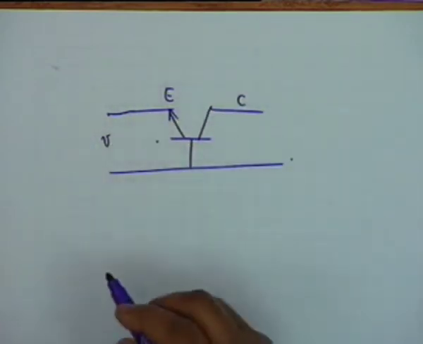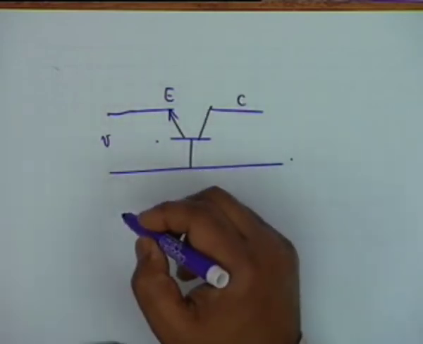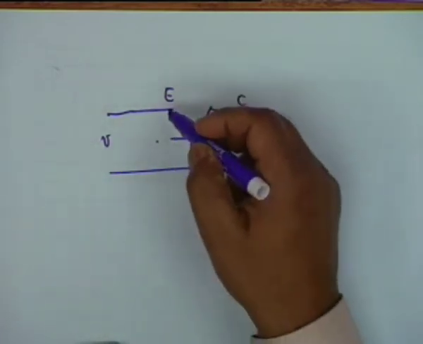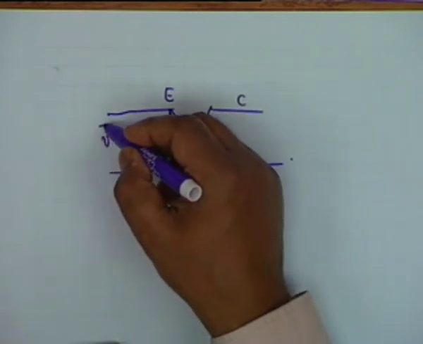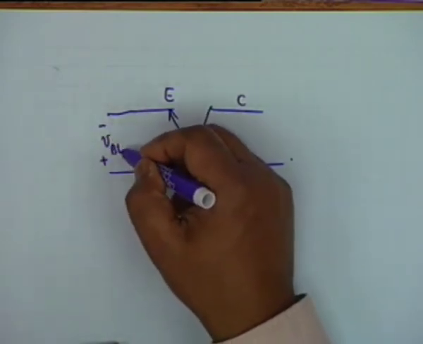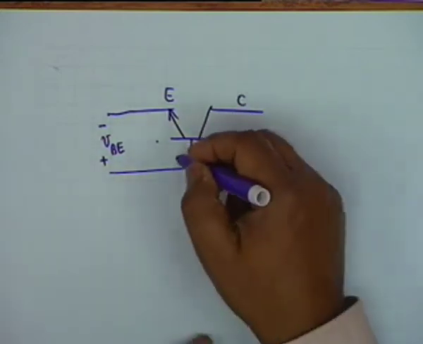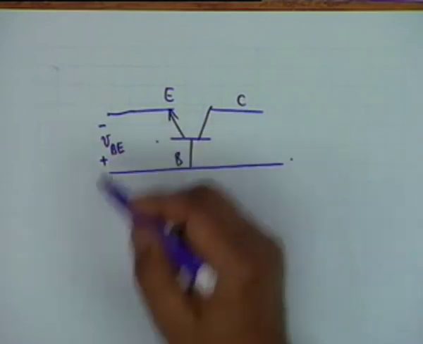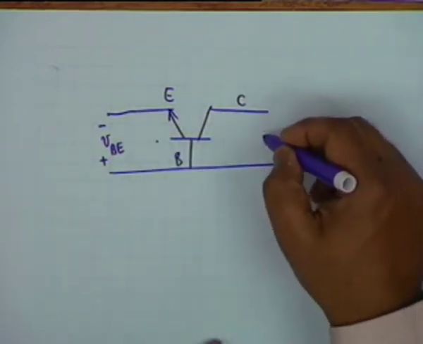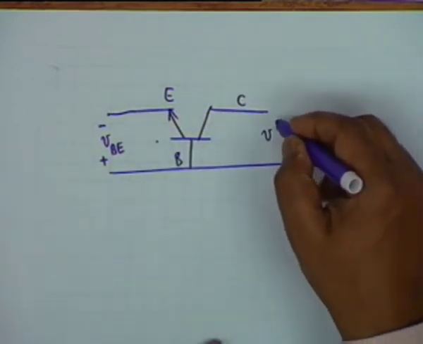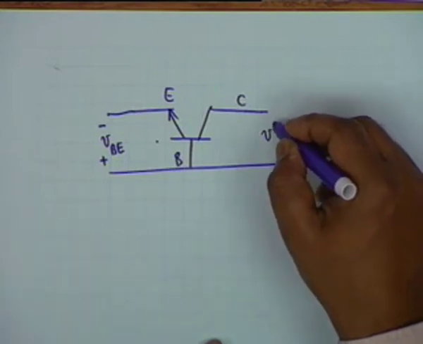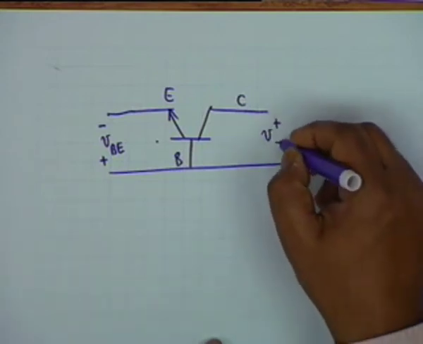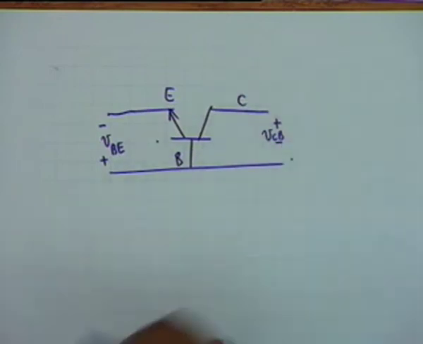In other words, suppose you indicate this voltage, what should be normally the polarity of this voltage? E shall be negative and this shall be positive. So V sub BE we call it. This is B. V sub BE. B is positive, E is negative. What about this polarity? The collector would be positive and this would be negative, so we call it V sub CB. C is the positive terminal and B is the negative terminal.